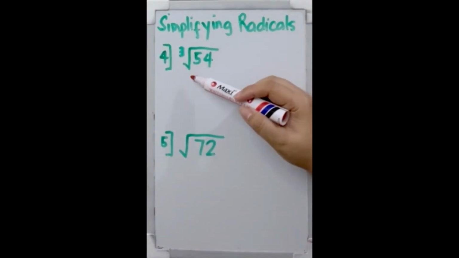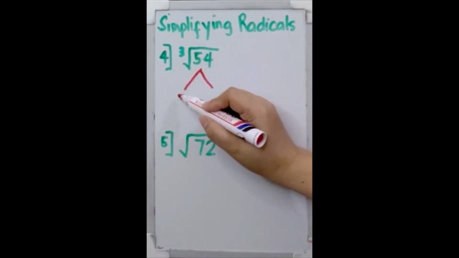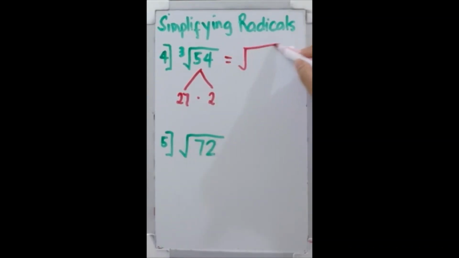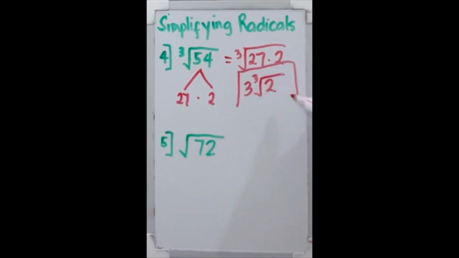Let's proceed to the next example, cube root of 54. Here we have factors of 54: 27 and 2. So 27 times 2 is 54. So we can just write here cube root of 27 times 2. And getting the cube root of 27, this is equal to 3, because multiplying 3 by itself, that's 3 times 3, 9. 9 times 3, 27. So we have here 3 and then cube root of 2. So this one is our answer.